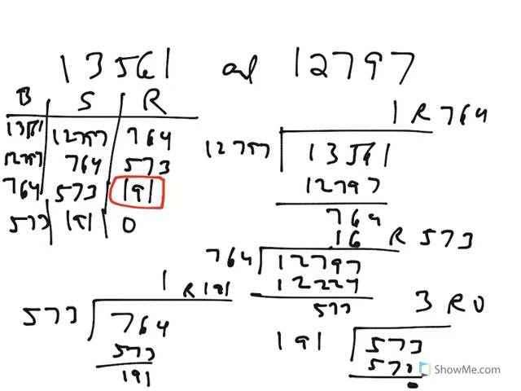And this is true. 191 goes into both 13,561 and 12,797. That's how to do the Euclidean algorithm, and in another video I will show why this works.